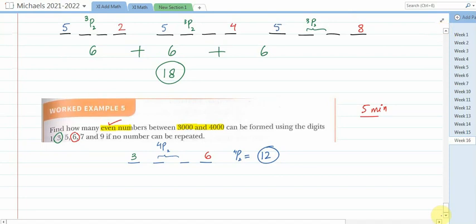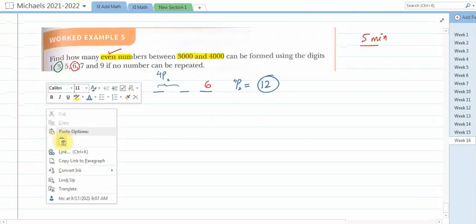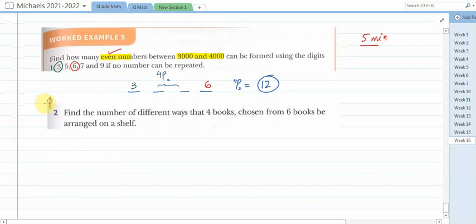And for your homework, what you need to do is attempt question number 2, which you can see on your screen. Alright, that is your homework question.